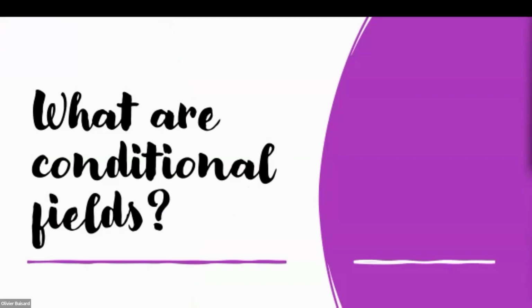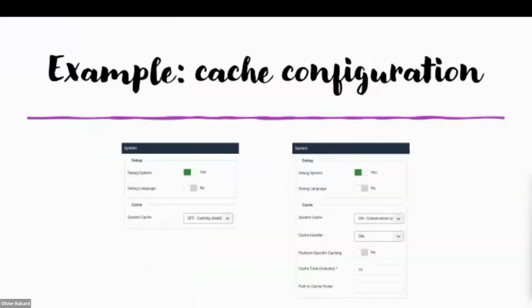I can show you a good example, which is in the global configuration. There's something that you can be very familiar with in Joomla. In this example, you can clearly see that some fields show after a cache option has been selected. So if the cache is off, there's no option. If the cache is on, you get all these extra fields that show up.